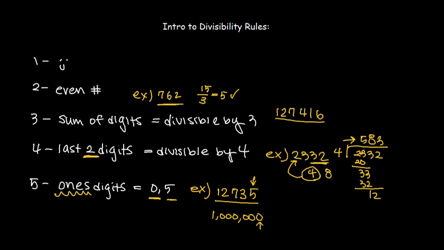Alright? So these are the first 5 numbers that I just introduced you to. Recap: 1, no restrictions. Everything's divisible by 1. 2, the number has to be an even number. 3, the sum of the digits has to be divisible by 3. 4, the last 2 digits have to be divisible by 4. And 5, only the ones digit has to be either 0 or 5.